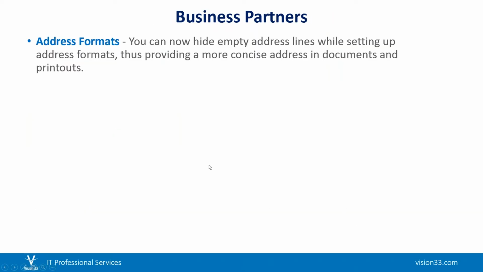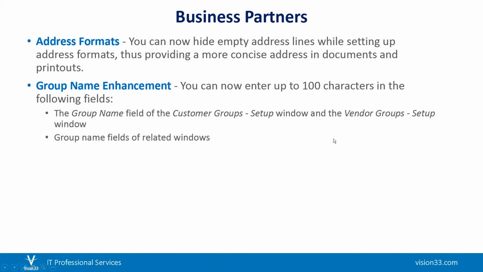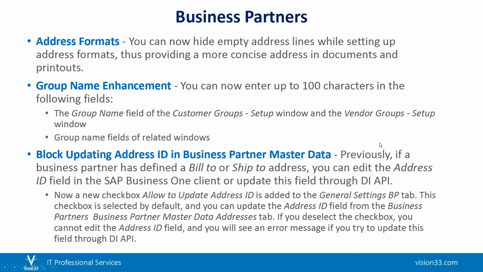Under business partners, address formats, you can now hide empty address lines while setting up address formats. This provides you a more concise address in documents and printouts and no blank lines. The group name enhancements, you can now enter, just as you could with the item group name, with the business partner group name, up to 100 characters in the group name fields. And so some of you were challenged to create abbreviations for your business partner and item group names.